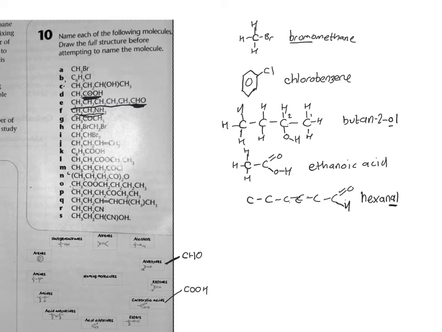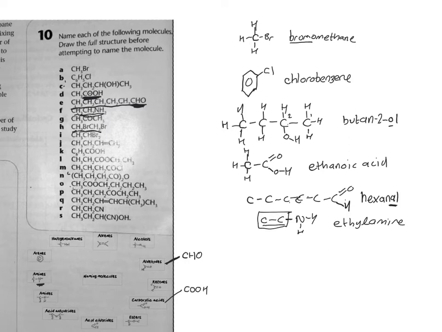F, again, when you draw the full structure out, has got 2 carbon atoms with a nitrogen on the end. And we know that if it's got a nitrogen, it's an amine, and it's got 2 carbons, and the stem is ethyl, because ethyl is the alkyl group that's attached to the amine: ethylamine.